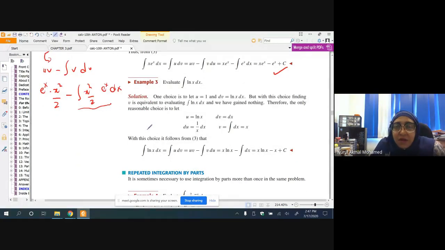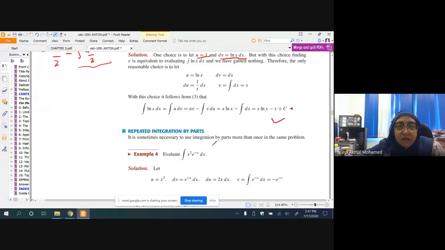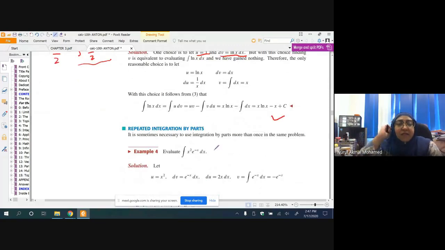Evaluate the integration of ln x dx. So you can choose. If you note, there's only one variable here, which is ln x, but you can create a new variable which is 1. So your u is 1 and your dv is ln x dx. Then you can continue and get the answer. It's not difficult. But it could be that your integration needs repeated integration by parts in order to be solved.